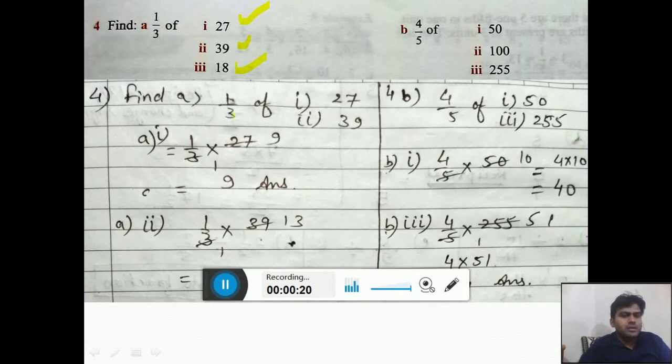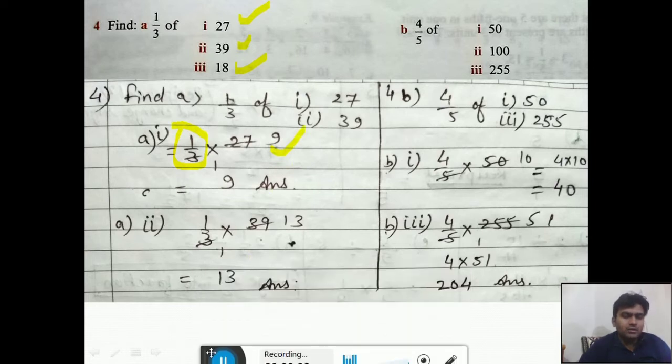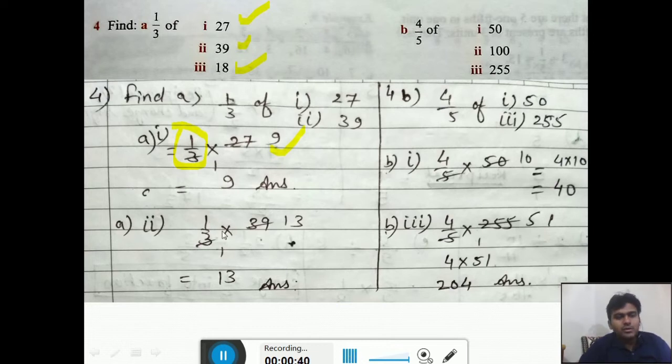So first, 1 upon 3 of 27. 1 upon 3 of 27 means 1 upon 3 into 27. So 1 upon 3 into 27 will result in what? 9. And 1 upon 3 of 39 means 1 upon 3 into 39.